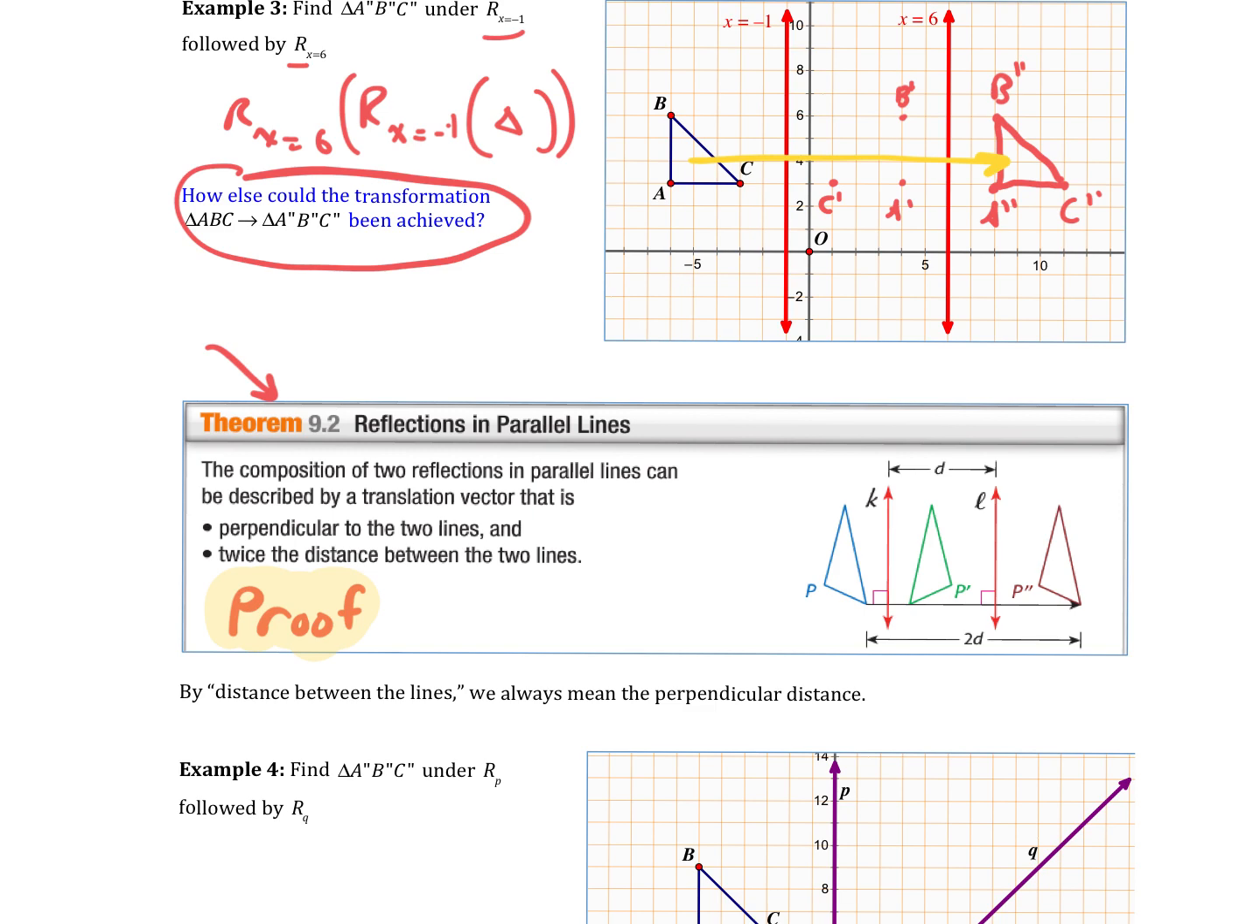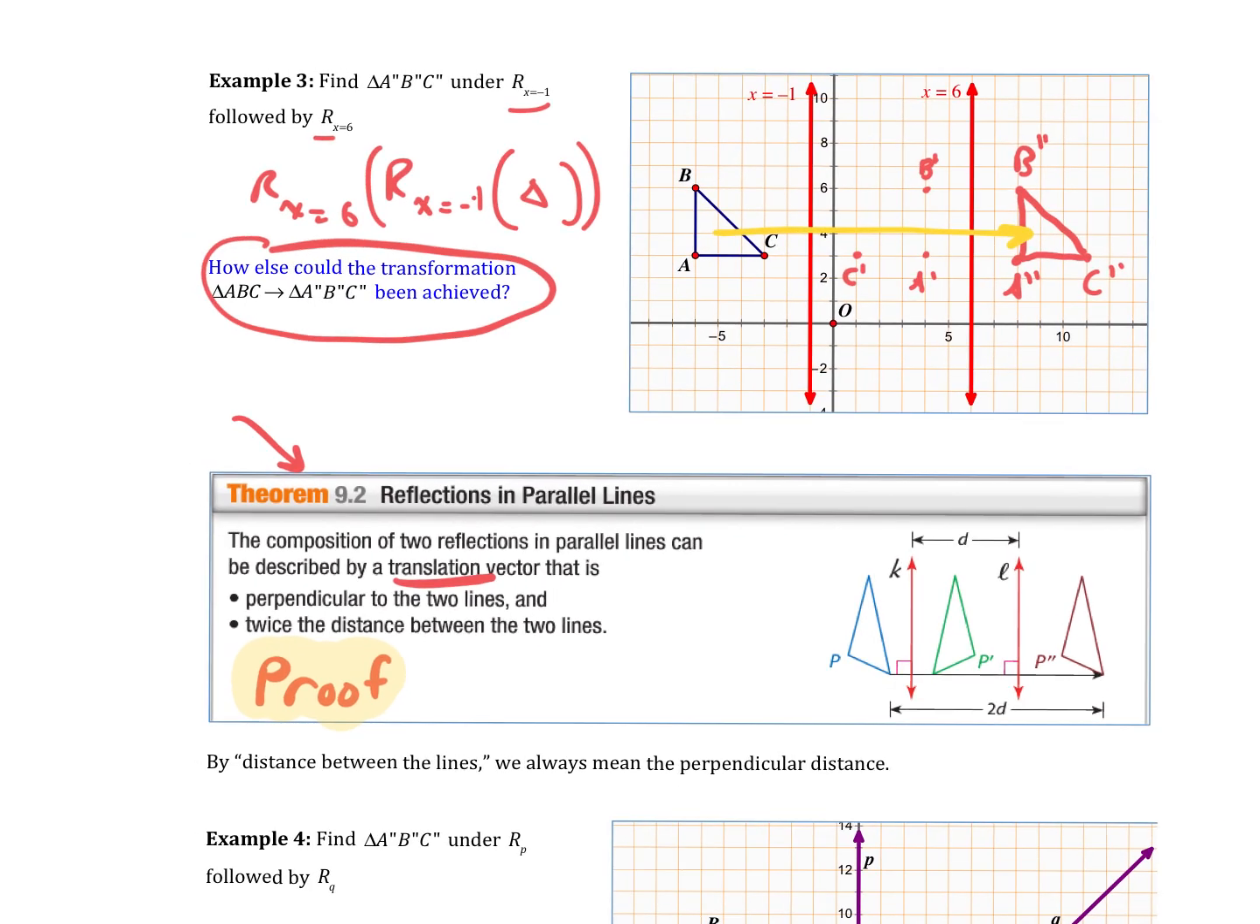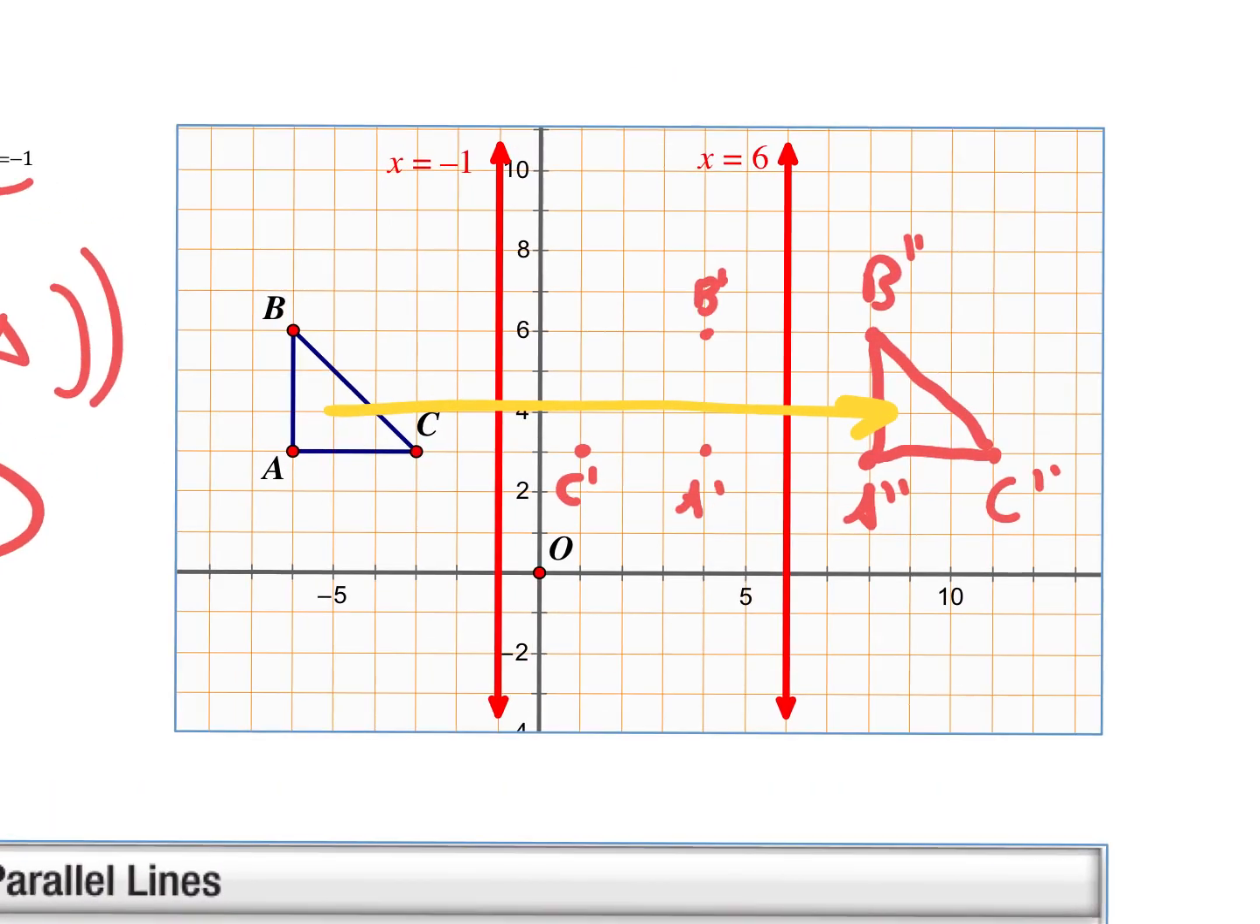Okay, it's more than that. It's not just that it makes a translation. There's something very predictable about that translation. Maybe we should go back to this example and look at this. This translation, not only is it a translation, but if you look at it closely, it's in a direction that's perpendicular to those lines of reflection.